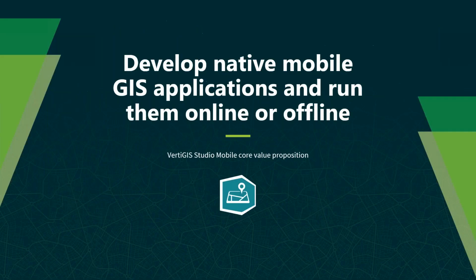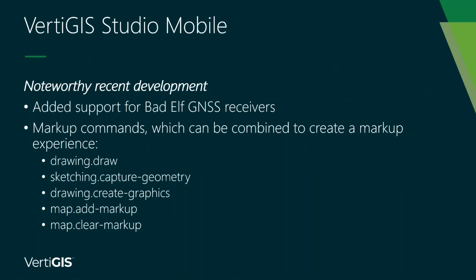All right. Let's talk briefly about mobile. Something that came out in mobile in the last short while that I wanted to draw your attention to is we did add support for the Bad Elf GNSS receivers. We had a number of customers who were using that particular receiver brand. I believe that brings us up to 4 different GNSS receiver types that are supported in mobile.